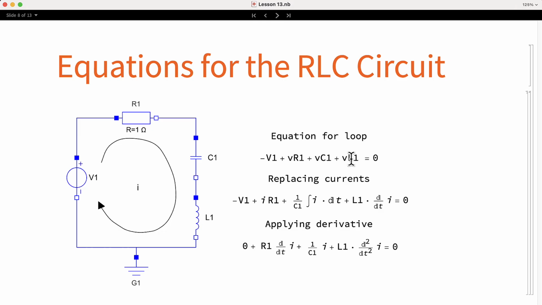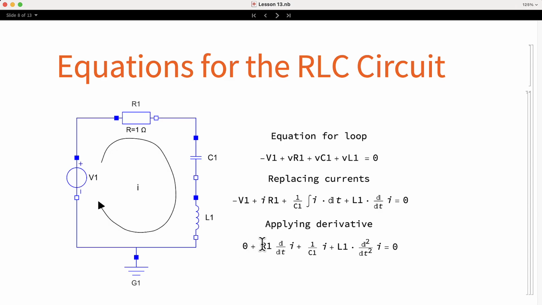In the next step, we replace the voltages by the corresponding component model. You can see that we have an equation where one term is an integral and the other one is a derivative. If you remember your calculus lessons, we can apply the derivative to each term of the equation in order to cancel this integral. In this case, minus V1 becomes 0 because it is a constant.